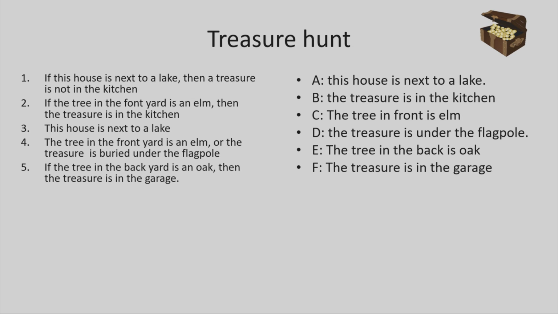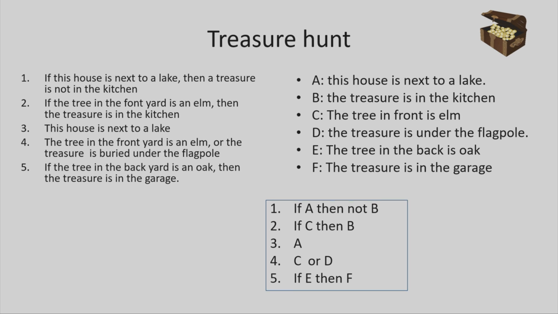So notice that when we were translating the things that he talked about into propositional statements, we tried to go with the simplest possible one. For example, we didn't make B being the treasure is not in the kitchen, because it's an extra word. We want to keep things simple. So we just say the treasure is in the kitchen. Well, it may be true, may be false. So if we say it with those letters, we get something like this. And in the logic notation, here are our 5 clues.